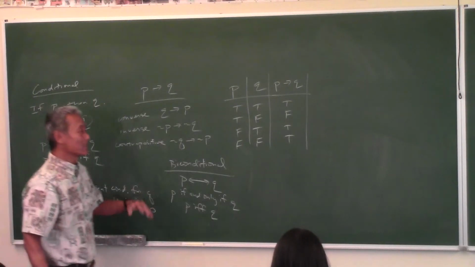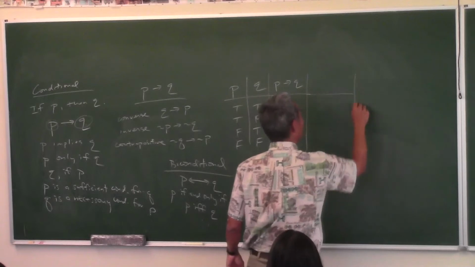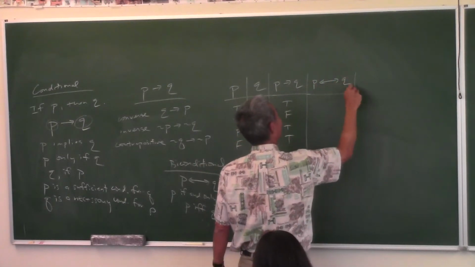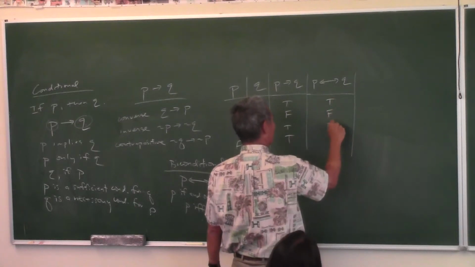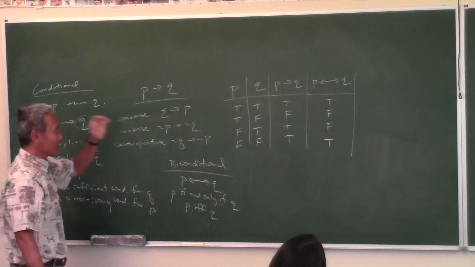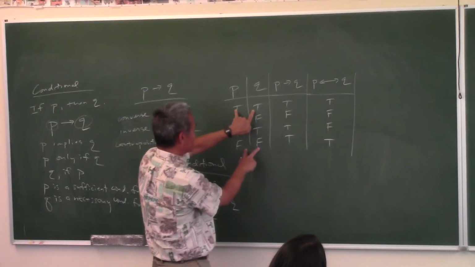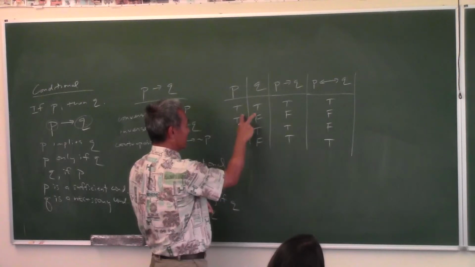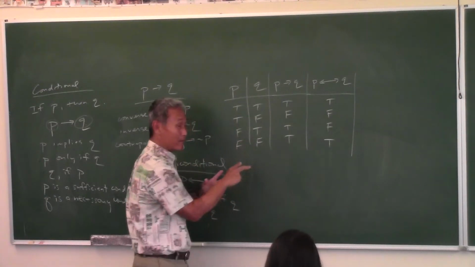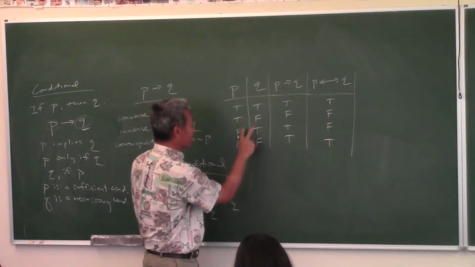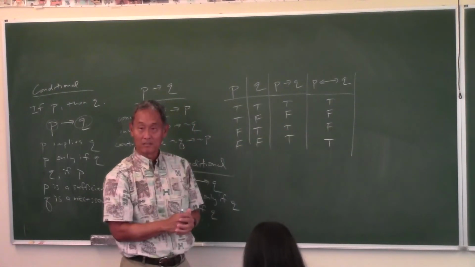Now, what does the truth table look like for the biconditional statement? In the interest of time, I'll just tell you: true, false, false, true. So how do we remember this? This is when it's the same. Yeah, when they're both the same, both true or both false, then the biconditional statement is true. But if they're different, then it's false.